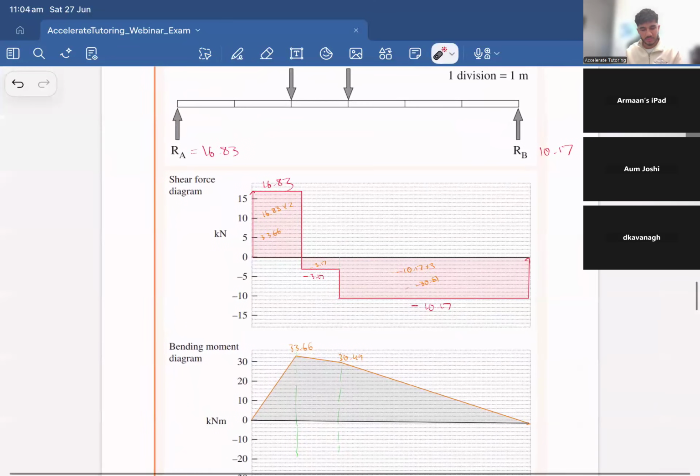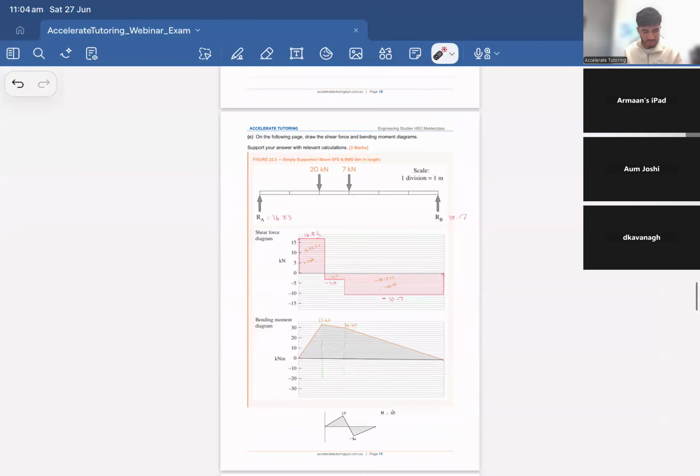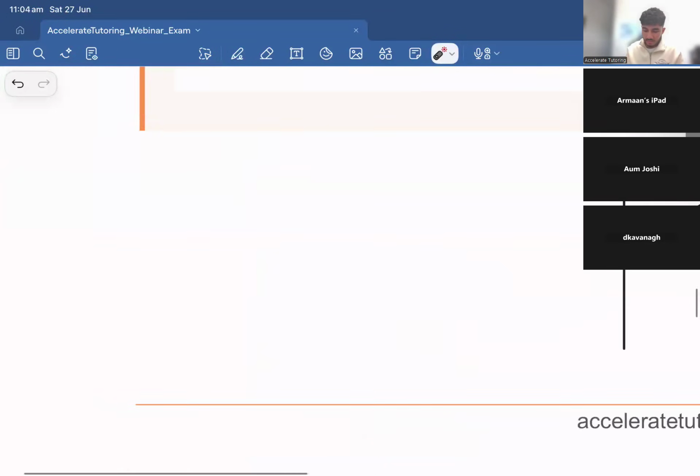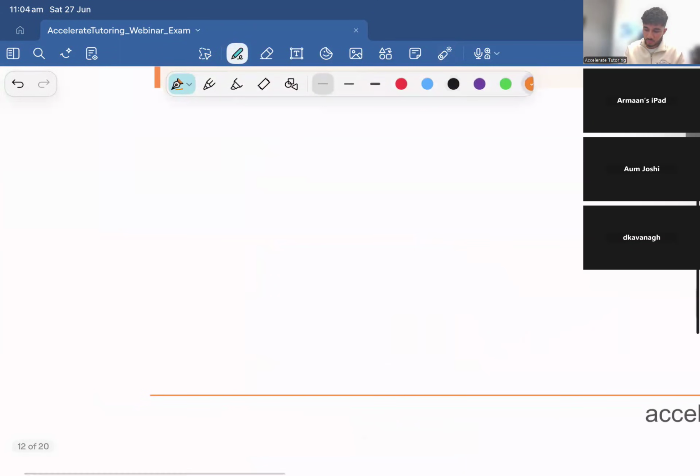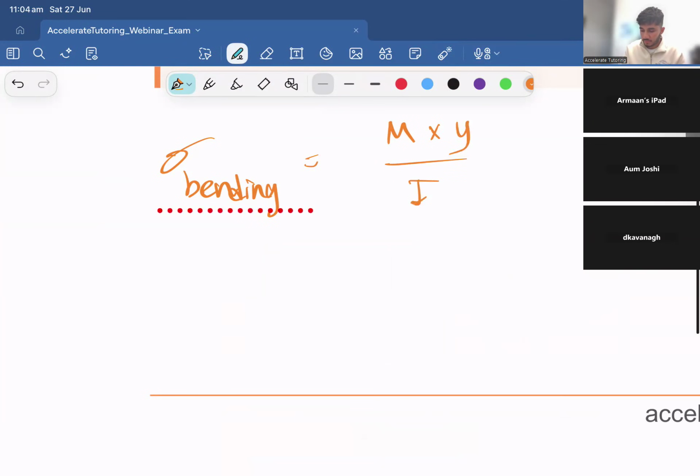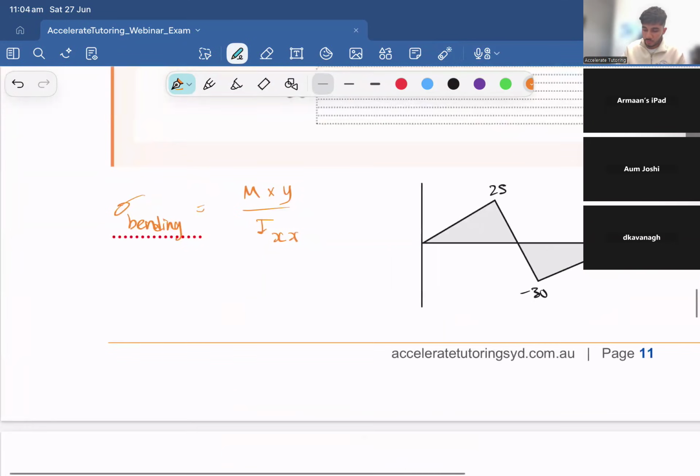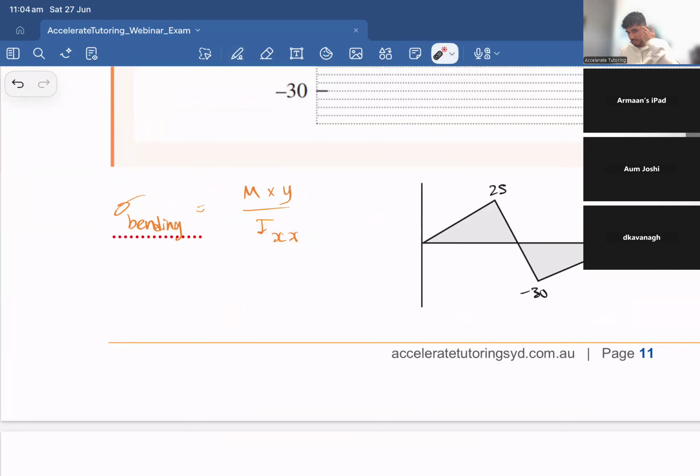Fantastic. So again, this was not to scale. In your exam, please do make it to scale, but that's really all there is to shear force and bending moment diagrams. I didn't add it in, but a bonus question would be to calculate the bending stress. For this, obviously we know it's M times y over the second moment of area. You will always be given the second moment of area. In engineering studies, they don't ask you to calculate that. If you were studying engineering at university, you would then be calculating the second moment of area as well.